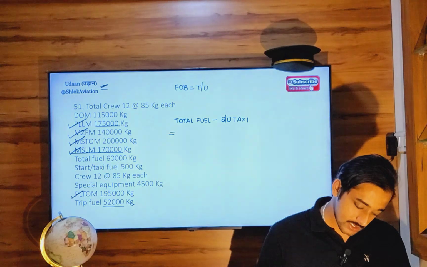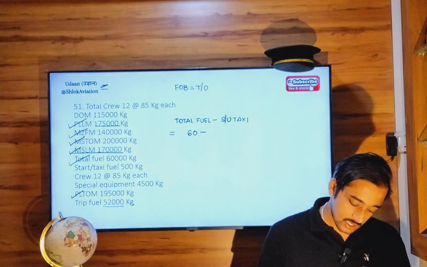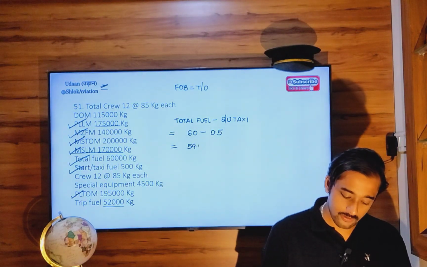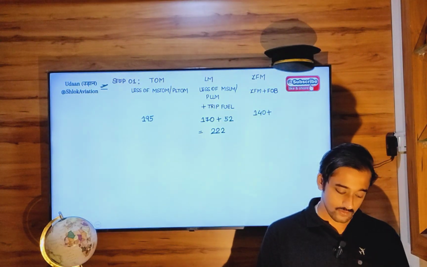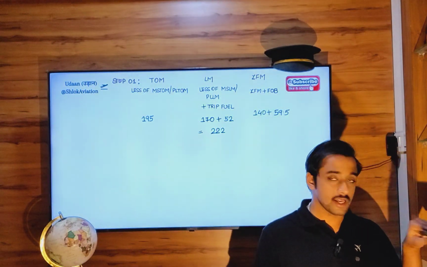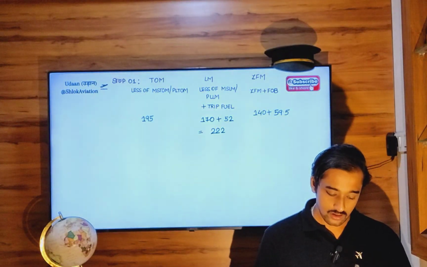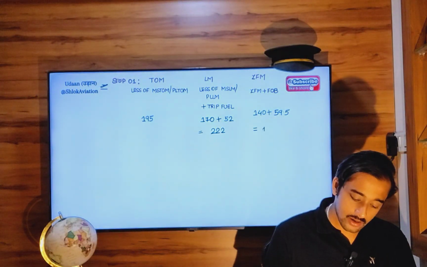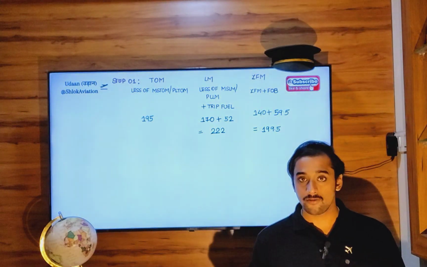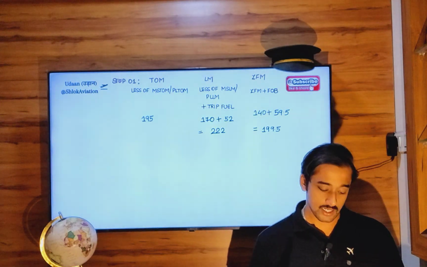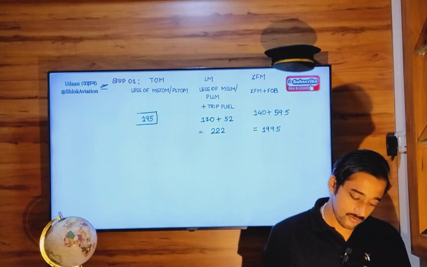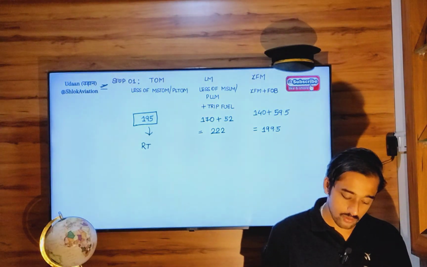So total fuel is 60,000 kg. Startup and taxi fuel is 500 kg. So this amounts to 59.5. So 140 plus 59.5 is 199.5. Now out of these three takeoff values, we consider the least value as our regulated takeoff mass, which is 195. So this becomes the regulated takeoff mass.